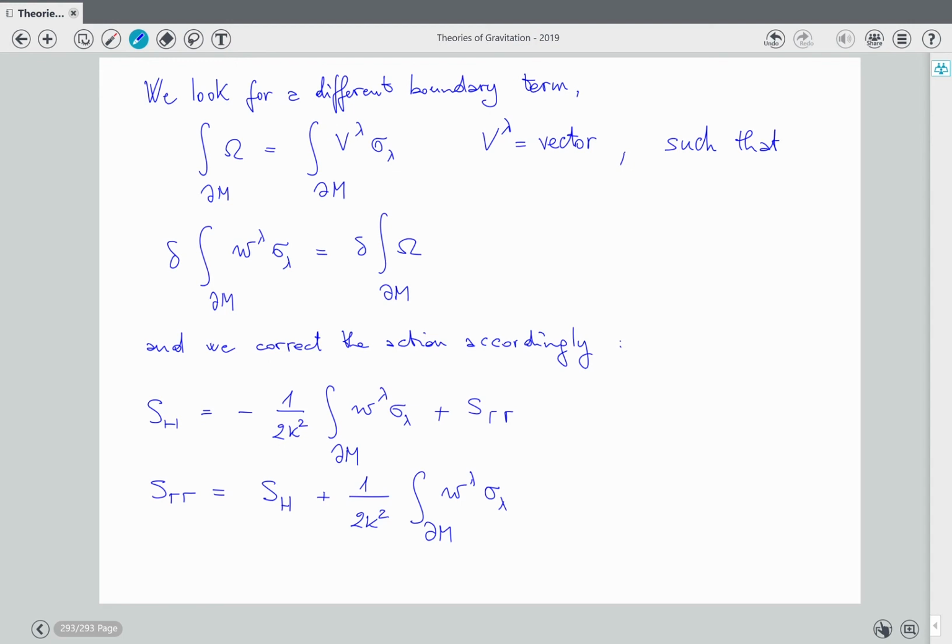So from the point of view of the variational principle, S gamma gamma is correct. From the point of view of diffeomorphisms, SH is correct. This is neither of the two. This is not correct. So what should we do? We should improve the action by means of the new boundary term, which has the same variation.